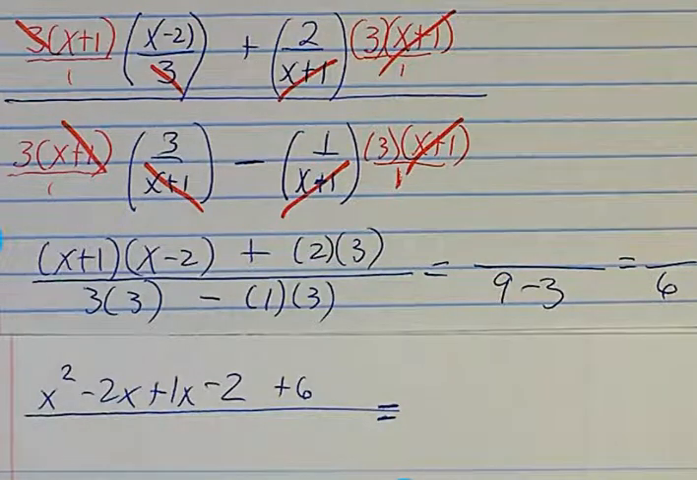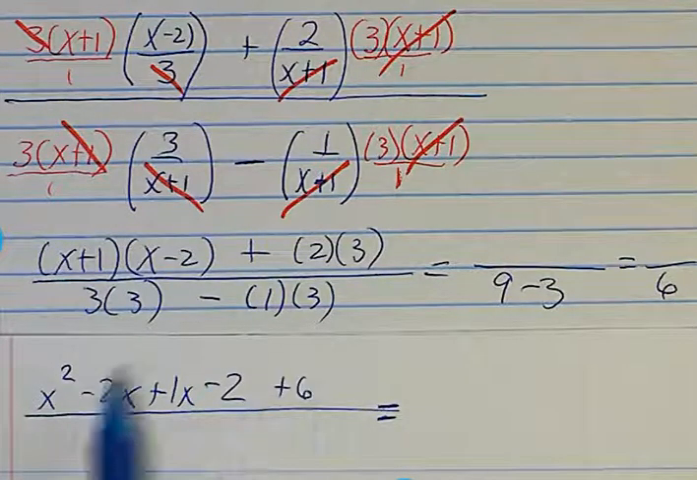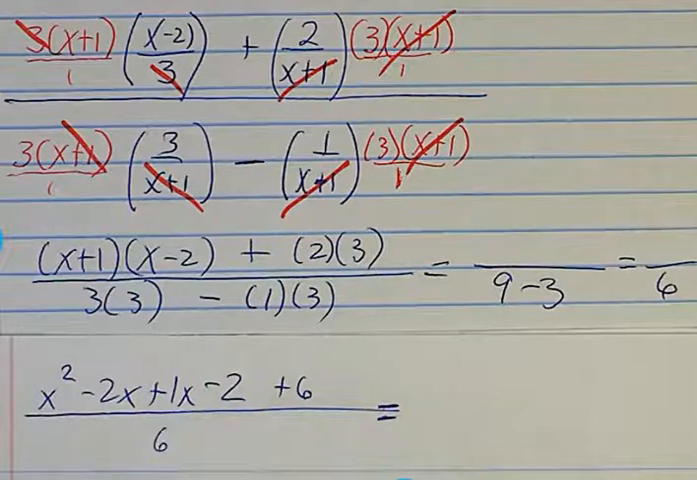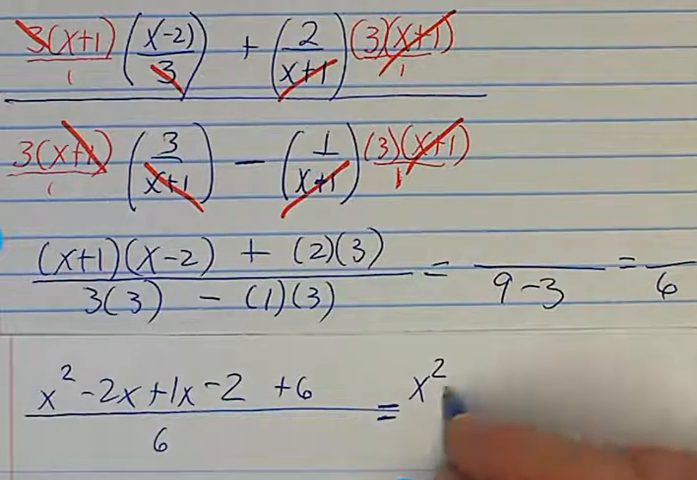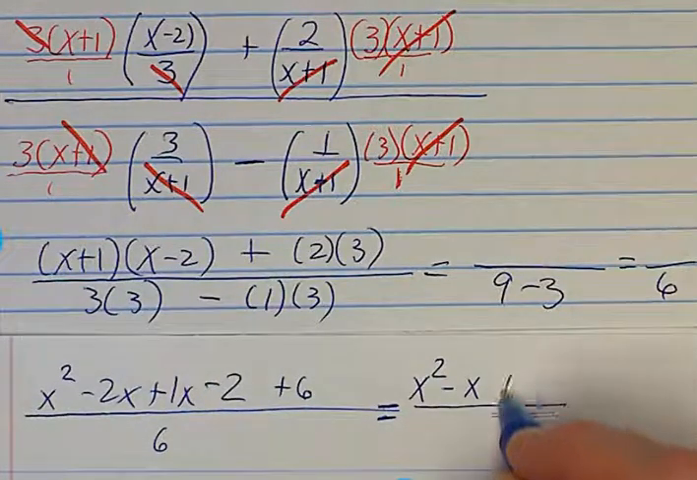Okay, and on the top part, once you've done everything on the top part, we know the bottom part is going to be 6, so that part we already have. We're just working on the top part now. So you've got x squared. We've got a negative 2x plus 1x, that's a negative 1x, or just a negative x. And then a negative 2 plus 6 is a positive 4.